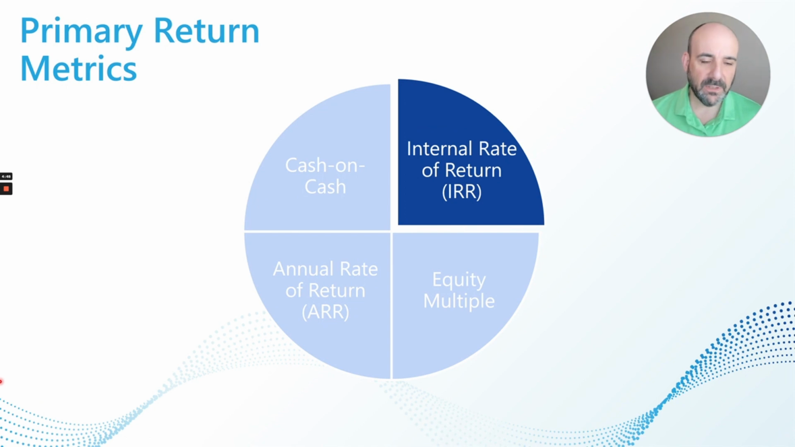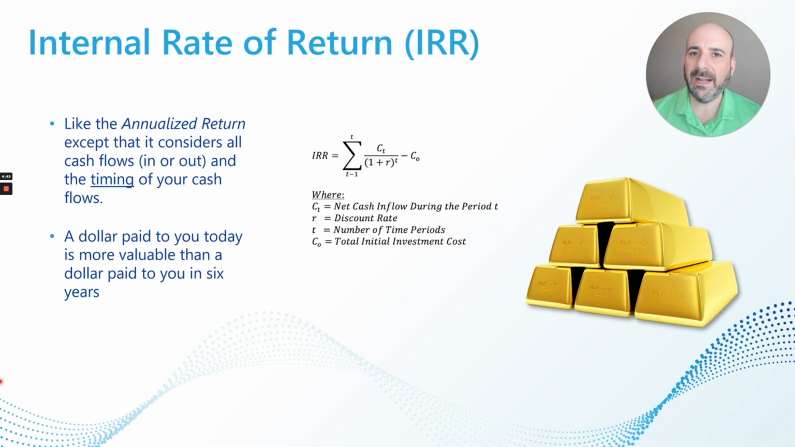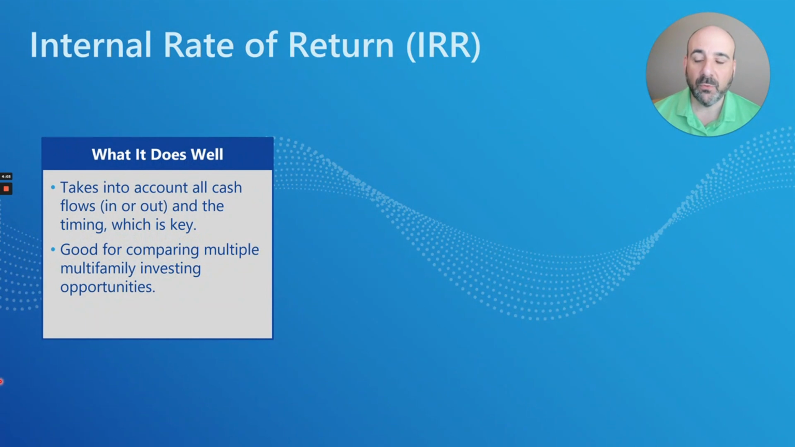Now let's talk about internal rate of return. The internal rate of return is kind of like the annualized return, except that it does consider all cash flows, either in or out. And the big thing is that it includes timing of your cash flows, which is a big deal. The thinking is $1 paid today to you is more valuable than $1 paid in 6 years. So there's a formula right there in the middle. You don't really need to memorize it because Excel does a great job of calculating it. But this is the gold standard of metrics because this really accounts for all those different inputs, outputs, and timing, which is huge.